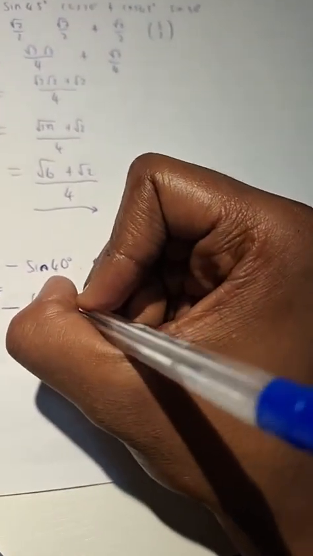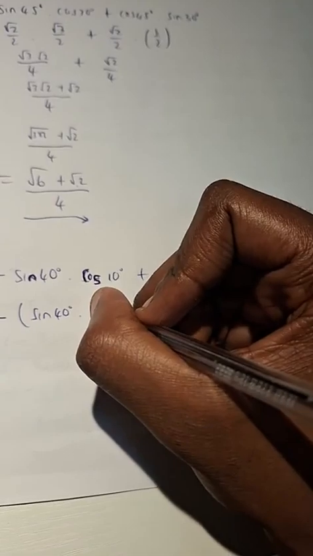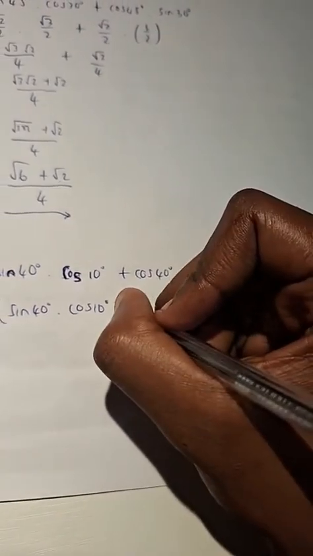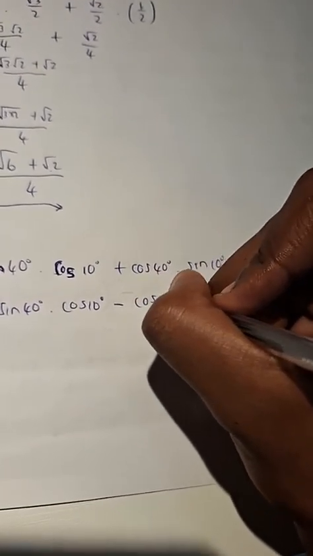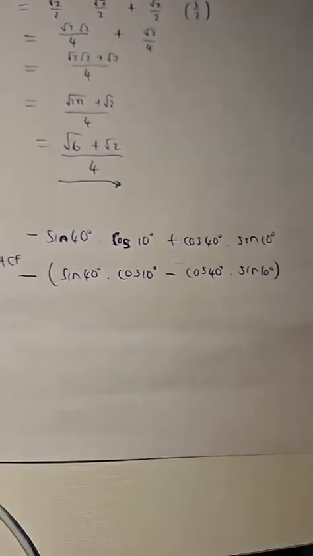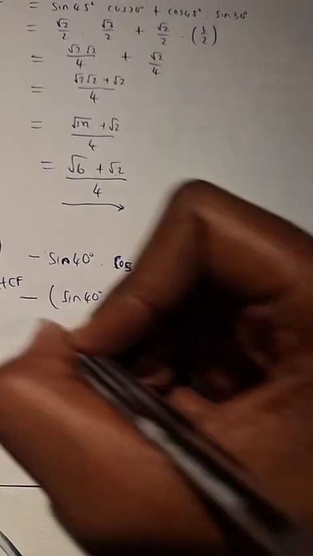What are you left with? Sine of 40, cos of 10. This plus changes to minus cos of 40, sine of 10. You think that you've left factorization and all of those things behind, but you haven't.